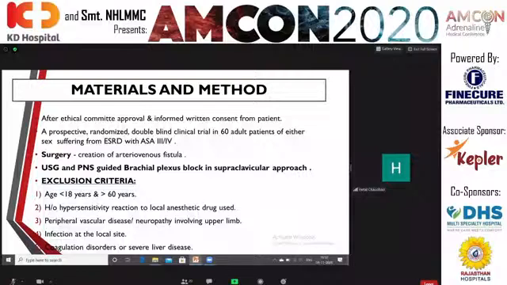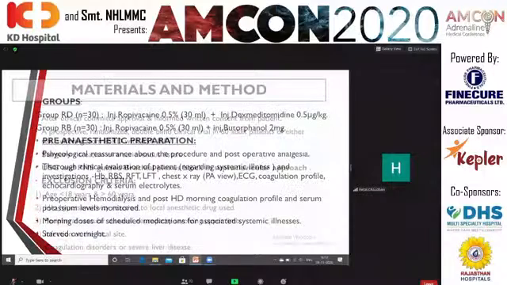These are my exclusion criteria: age less than 18 years and age more than 60 years, history of hypersensitivity reaction to local anesthetic drug. Third one is peripheral vascular disease, neuropathy involving upper limb. Fourth is infection at local site. Fifth, coagulation disorder.